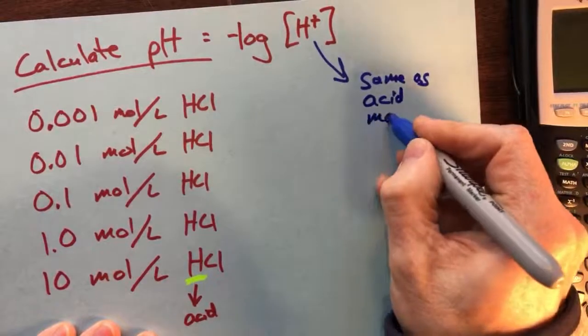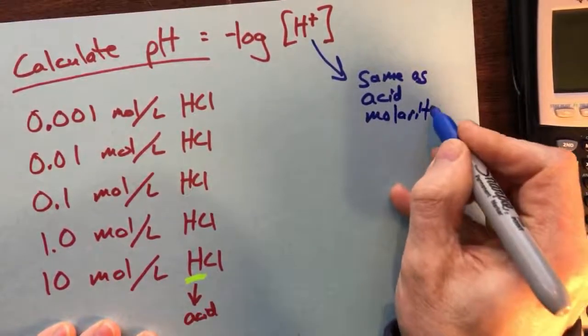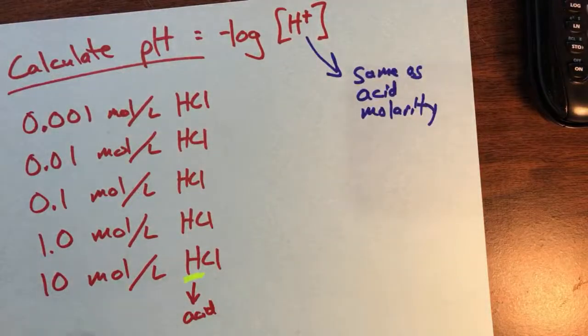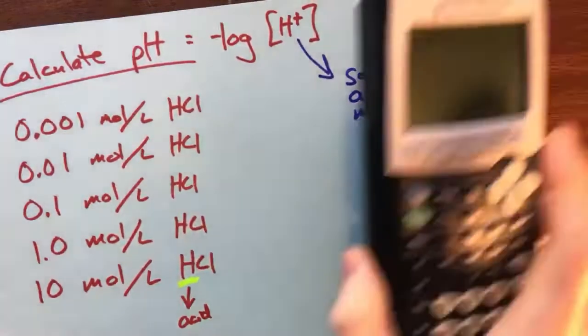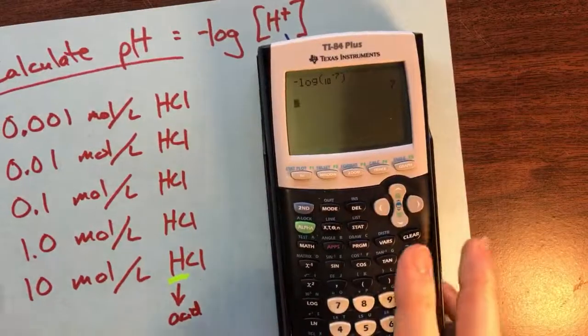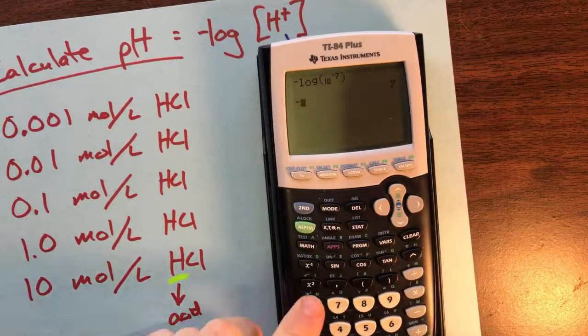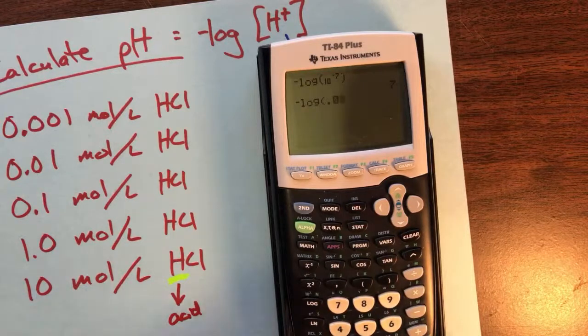As long as it's a strong acid, which you will always have for me. You're always going to have a strong acid. All right, so let's go ahead and do it in your calculators. We have 0.001 mole per liter HCl. So let's do negative log of 0.001. And do this in your calculators.